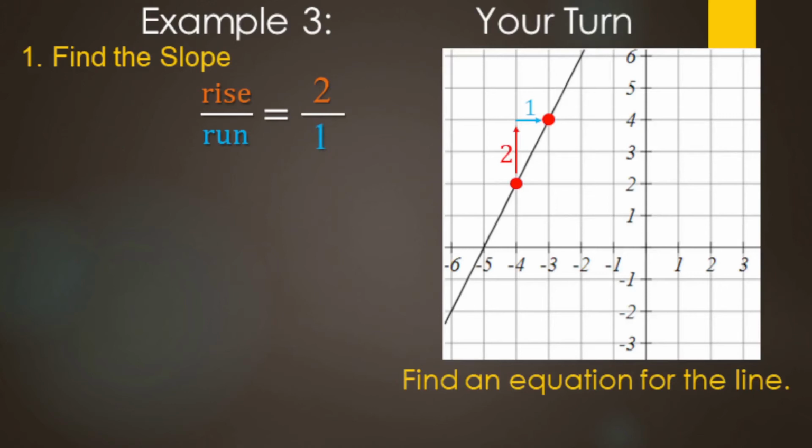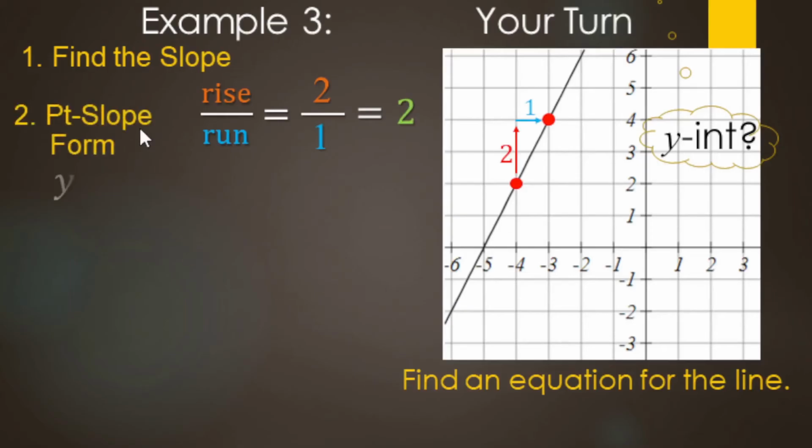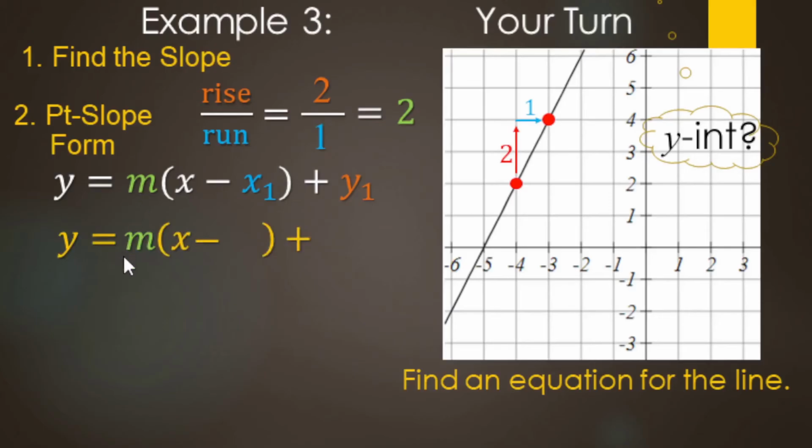And then we don't know the y-intercept, because the y-intercept is going to be all the way off the screen here. So we know the slope is 2 and we have points, but we don't know the y-intercept. So we're going to use point slope form. We know points, we know slope, use point slope form. So here we go. y equals m, x minus x1, and then plus y1. Replace the m with what it's equal to. In this case, that's a 2.